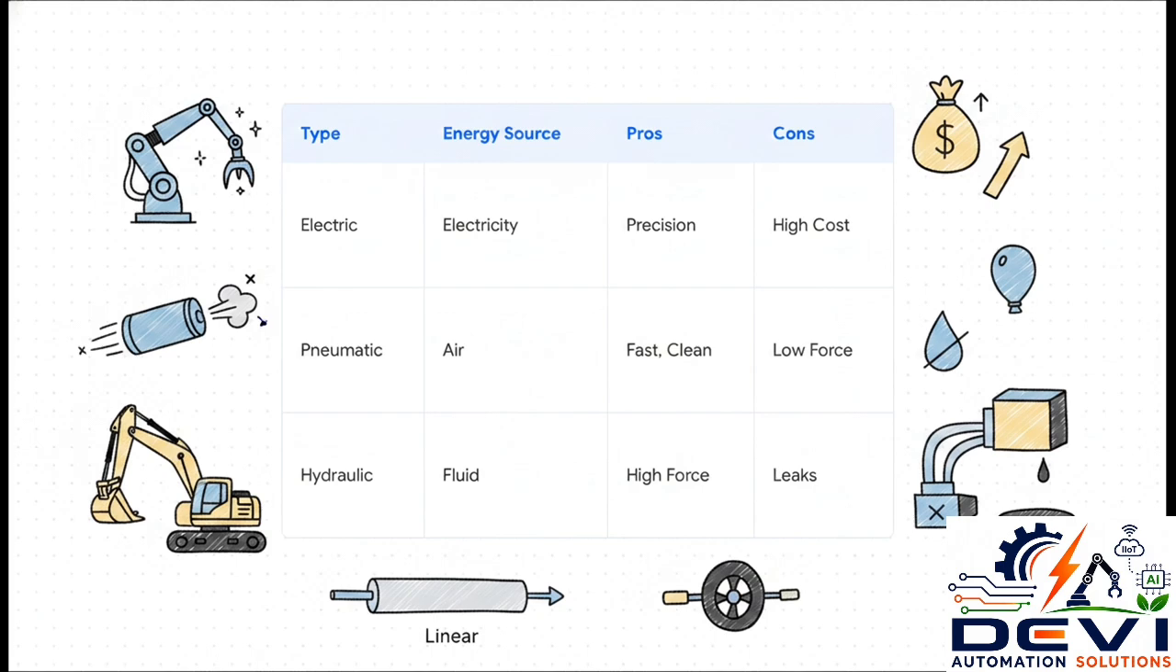Then we have pneumatic actuators. These use compressed air. Think of them as the sprinters of the group. They're fast, they're simple, and they're very clean. The catch is that since air is compressible, they just can't push as hard. They give you lower force.